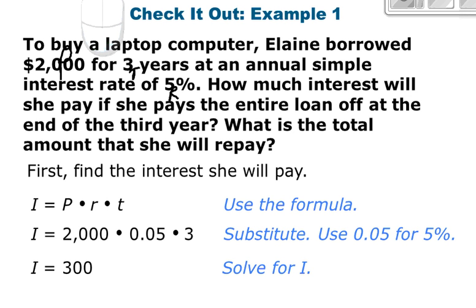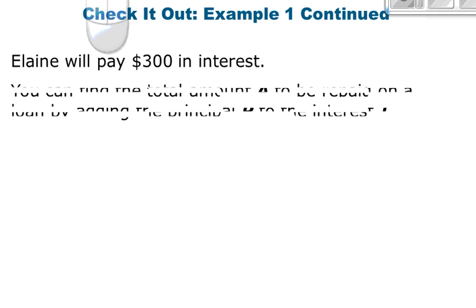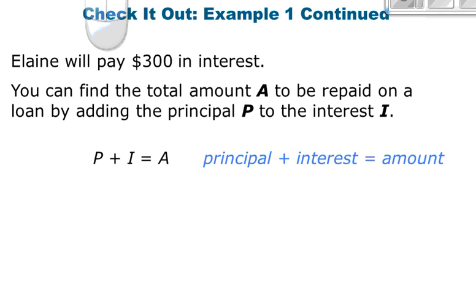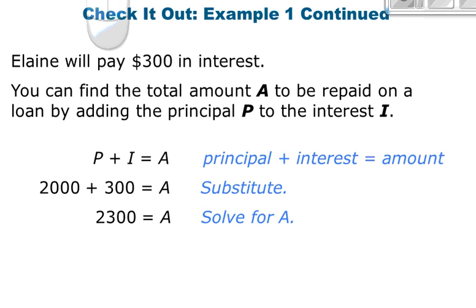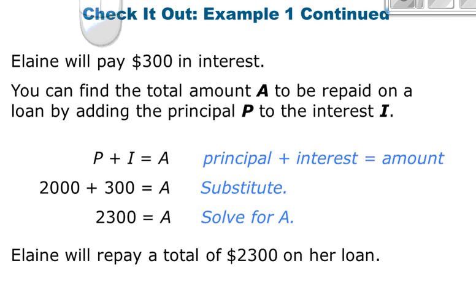So she borrowed $2,000 for the laptop. She now has to pay the $2,000 and the interest. So we find that total amount by adding those together, principal and interest. So 2,000 plus 300, $2,300. So a $2,000 laptop now became a $2,300 laptop. So we see the effects of interest rates on things.